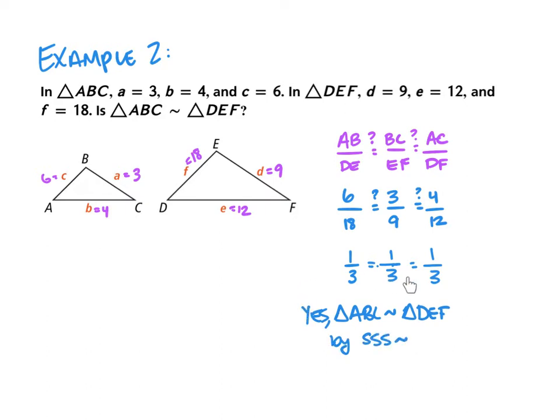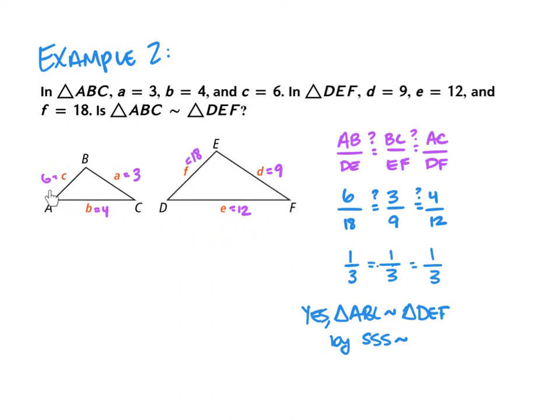Now some of you might have been able to do this a little bit differently. You might have looked at these numbers and said, wait a minute, 6 times 3 gave me 18. 3 times 3 gives me 9, and 4 times 3 gives me 12, which is fine. That's another way you could do a problem like this.